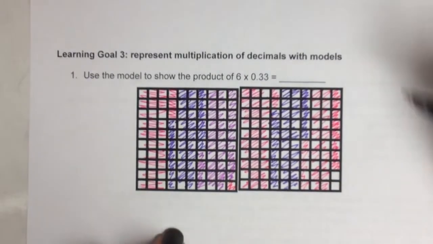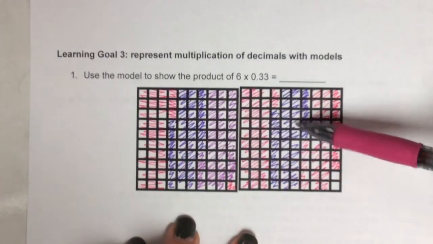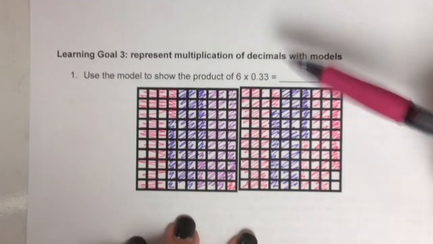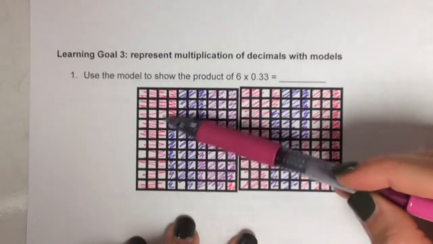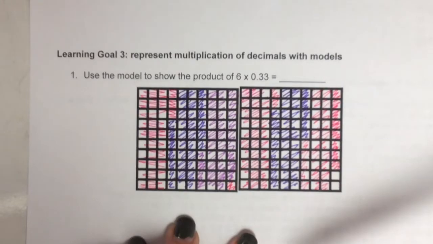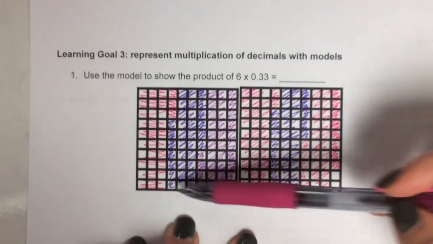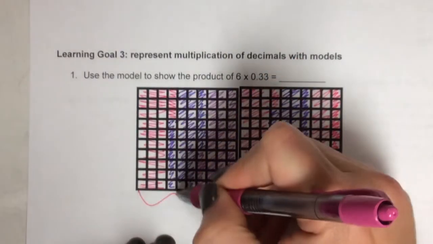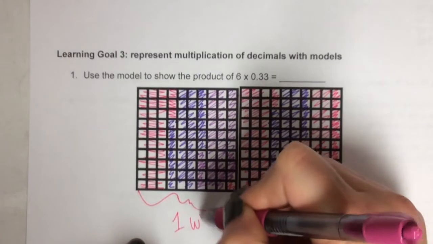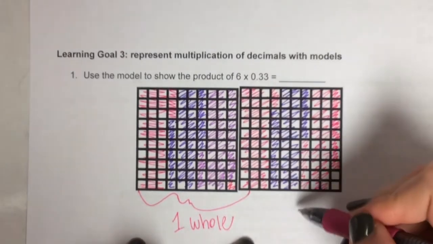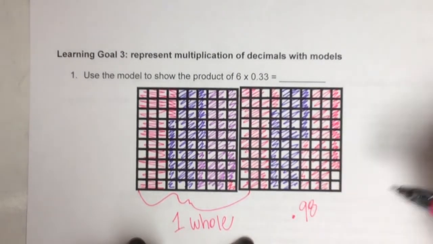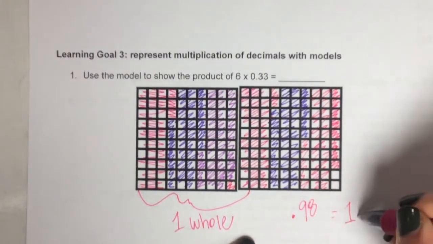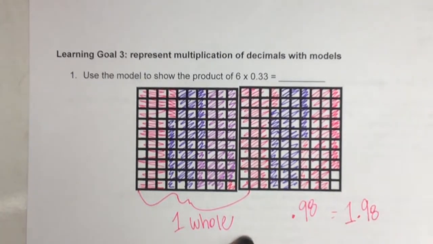So what we should see in total are 6 different sets, seen by 6 different shades. Each one containing exactly 33 of the boxes, or 33 hundredths. When combined all together, that gives me 1 whole and 98 hundredths out of my second one, to equal a combined 1 and 98 hundredths.